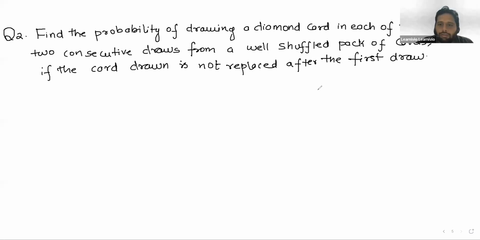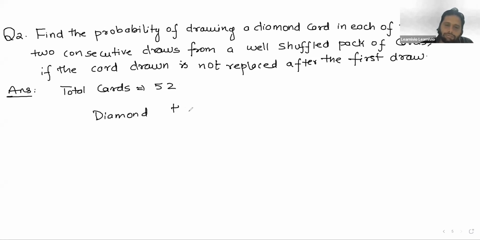Okay, so please check here. If you don't know about the cards, I will tell you. Total cards we have are 52. We have diamond, heart, spade, and club. 13 by 68.